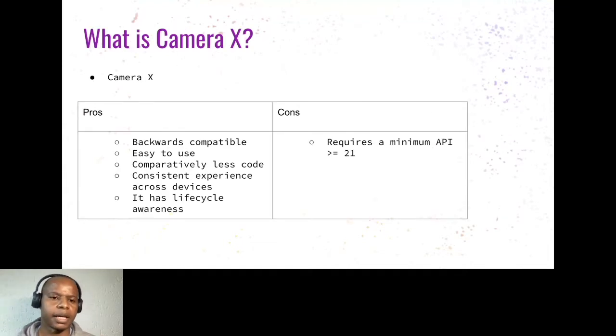So let's take a look at CameraX. What is CameraX? CameraX is a Jetpack support library for building an in-app camera. So yeah, let's immediately look at the pros and cons to compare to the previous APIs. So the nice thing about working with CameraX is that it's backwards compatible all the way up to API level 21.